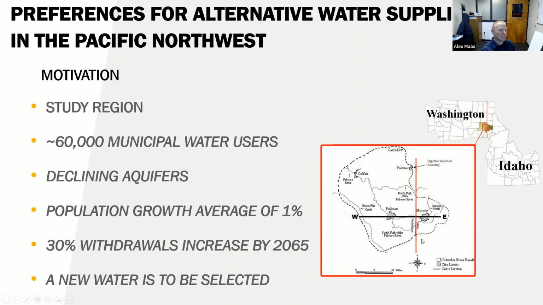So this region, I want to caution that I don't think this is probably nationally representative. We're looking at a very small region in Washington and Idaho, and it's relatively rural. Even though we have 60,000 municipal water users, it's still a relatively rural area. It is growing at about 1% a year, 1 to 2% depending on the year. And so the Palouse Basin Aquifer Committee has been tasked with identifying a new water source or a new method in meeting water demand moving forward.